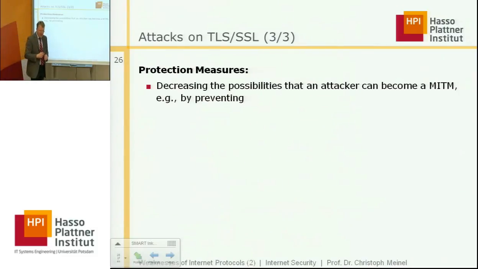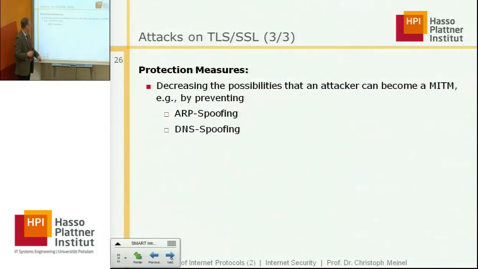The first protection measure to mention is decreasing the possibility that an attacker is able to get into a position as a man in the middle. And this can be done by preventing ARP spoofing, by preventing DNS spoofing, by preventing ICMP redirects, but these are the means which help the attacker. We already discussed all these attacks, because these attacks help the attacker to become a man. It could be also a woman in the middle. The same is true for RIP attack.